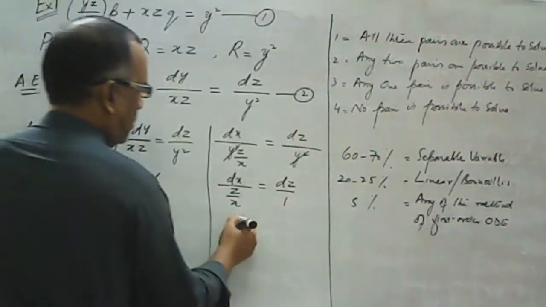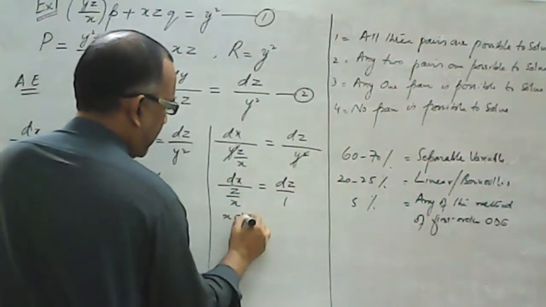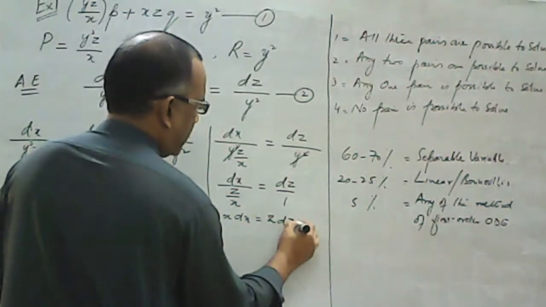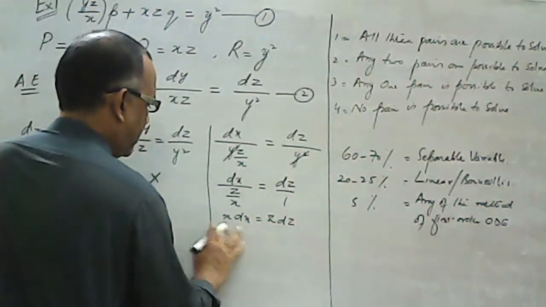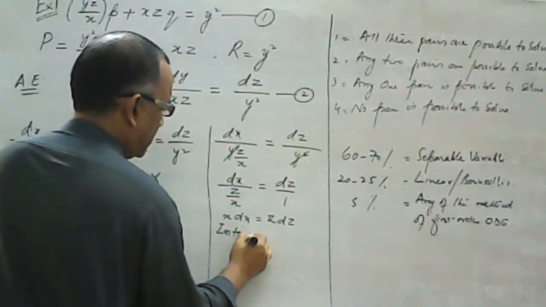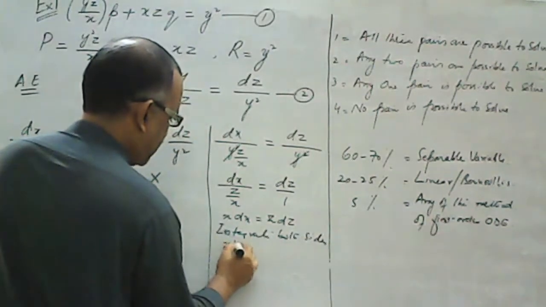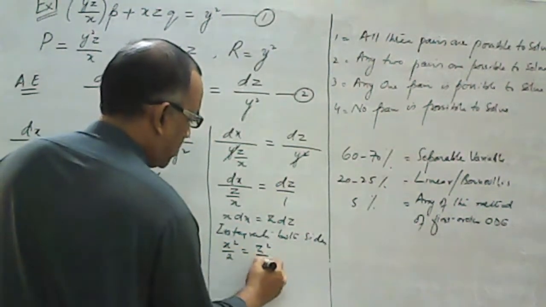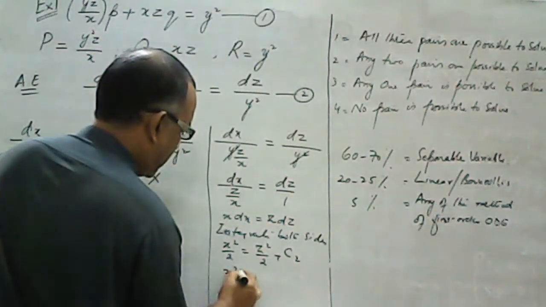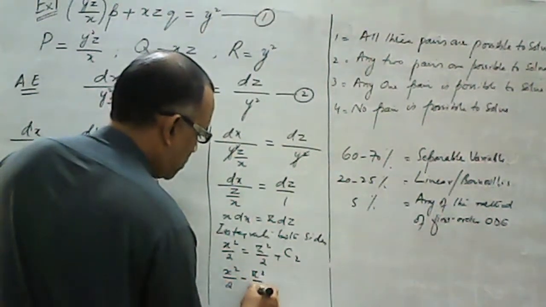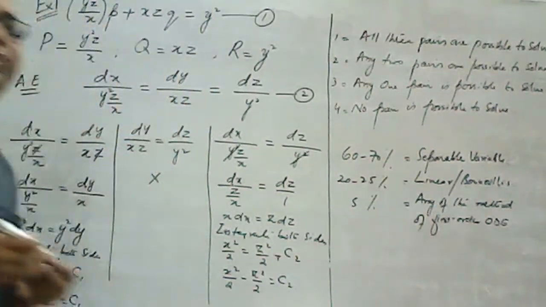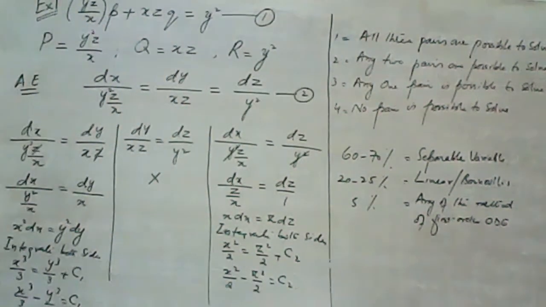Then here we can easily write x dx is equal to z dz. It means if I integrate both sides, I have x square by 2 equal to z square by 2 plus c2, or x square by 2 minus z square by 2 equal to c2. It means we end up with step number 4, because now you have C1 and C2.